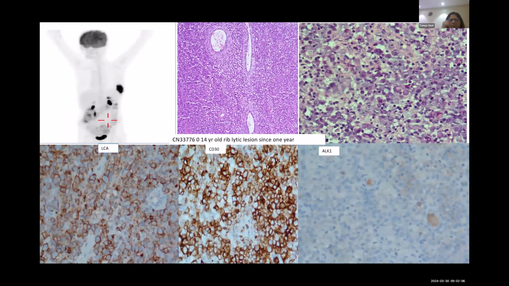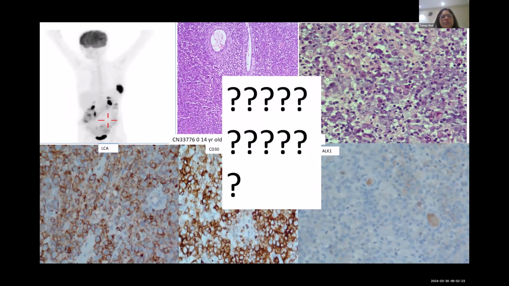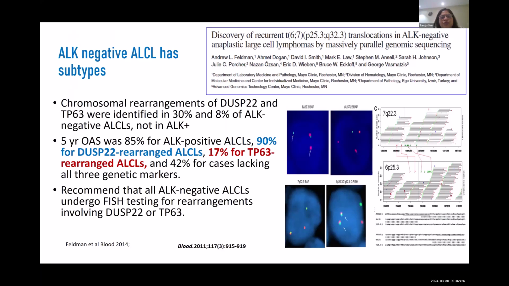Now, here is a boy with a solitary mediastinal mass. He is ALK negative ALCL. Now, pediatric ALK negative ALCLs are extremely rare, but this was one such case. And now the problem was, how do you treat? Do you go full ALCL or you don't? And now we know that ALCL has different markers. You can do this double FISH for DUSP22 and TP63. And the TP63 is associated with poor prognosis, whereas the DUSP22 is the better prognosis.